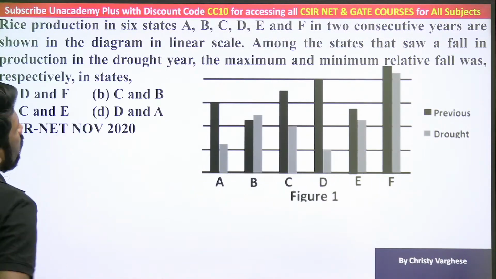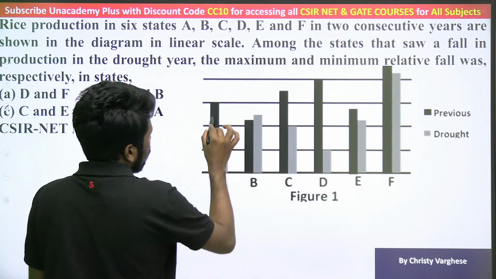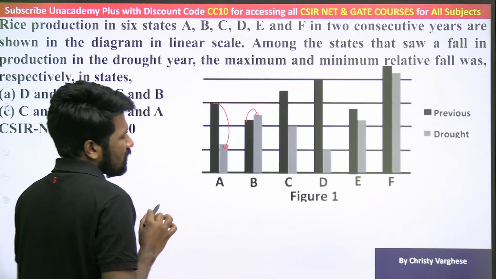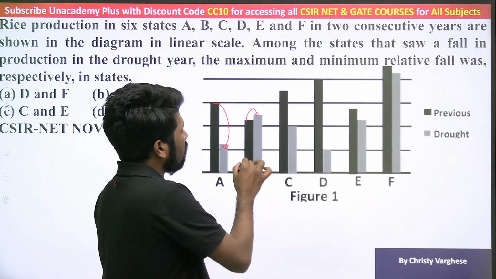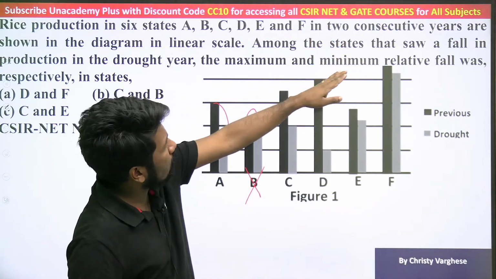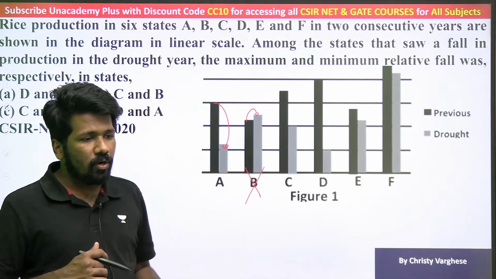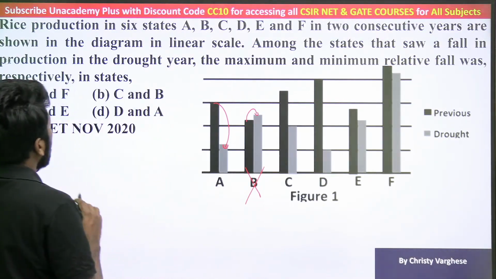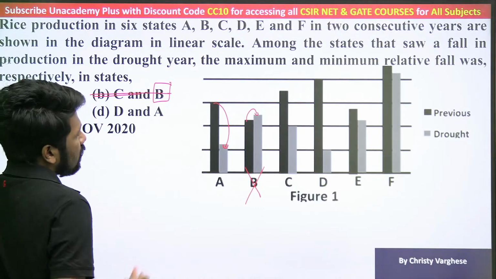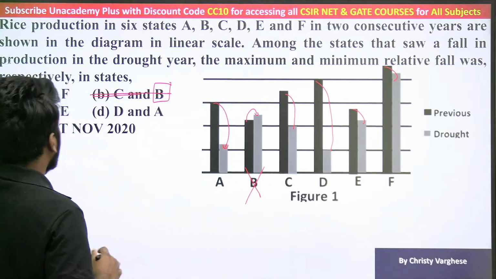Among the states which saw a fall in production in the drought year, let us check each of the years. Each year analyzed, A has a fall in production, but B does not have a fall, it has a rise in production. So definitely B state, not B year, you don't have to consider, because we need only the states that saw a fall in production in the drought year. So B cannot be the answer at all. Any option having B in it can be eliminated. All other states show a fall in production, so no doubt. So one option is eliminated.